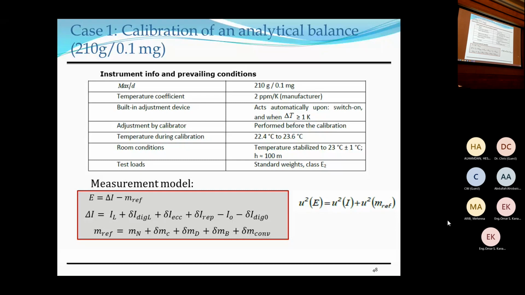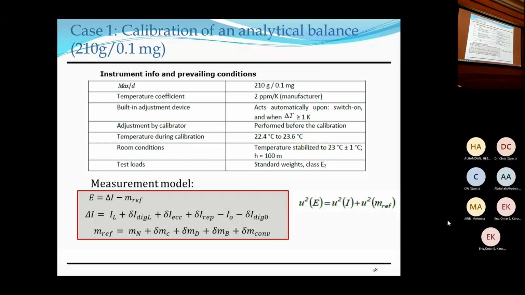This is the measurement model that one uses in order to model the calibration of a balance. The error is equal to the indication of the balance minus the mass of the reference standard that was used to do the calibration. Okay? So very simple model. However, each one of these terms can be analyzed further, and delta I is written like this, and M reference is written like this.